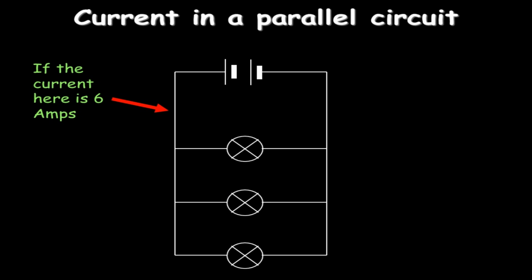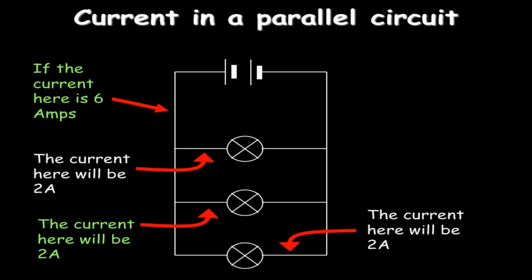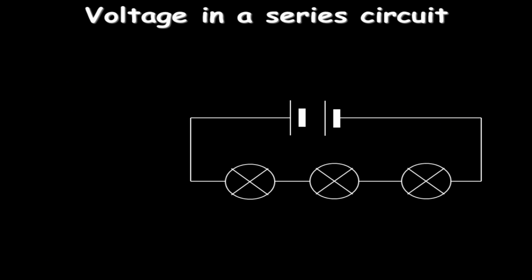Let's have a look at 3 bulbs. If you put a value on it here, if there was 6 amps coming down here, that would get 2, that one would get 2, and that one would get 2. And then when all of those currents join up again to go back to the battery, obviously you will get the 6 amps there, and that 6 amps will go back through the cell.